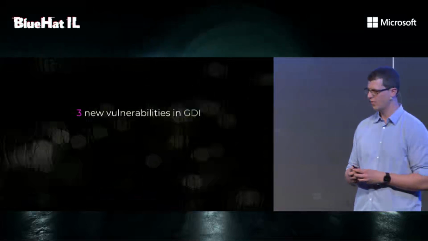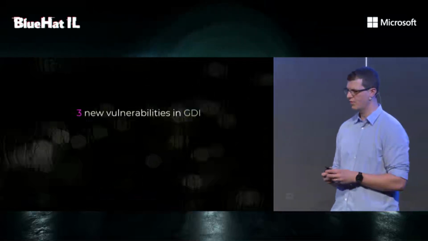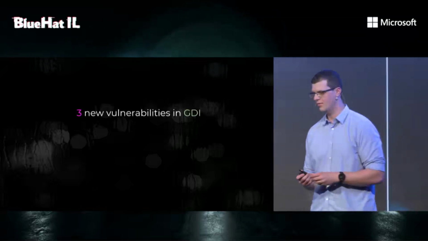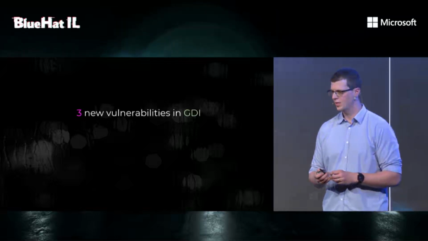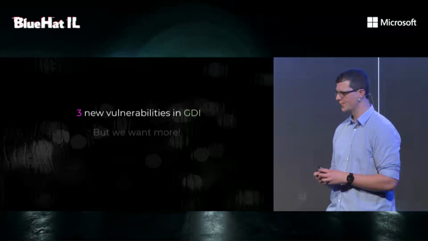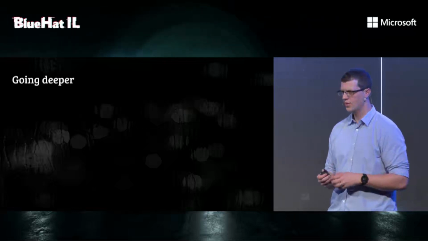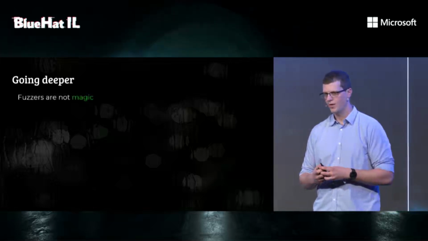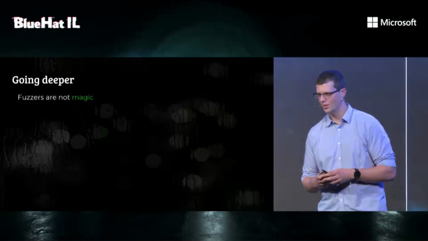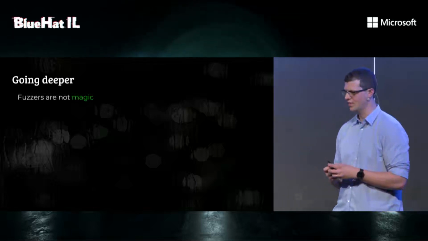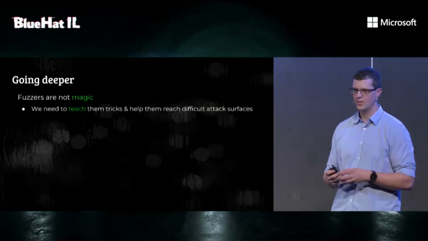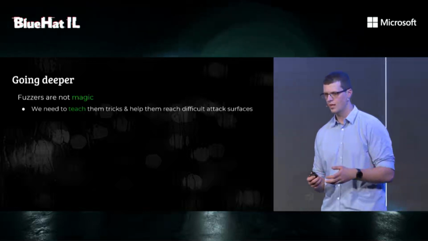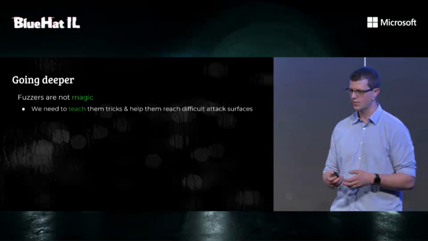So we let the fuzzer run for the day, and we got 3 new vulnerabilities within a day, and we let it run for the week, and it didn't find anything new. And we said, well, we want more. So at this point, we had to go a bit deeper. And I have to tell you something that not many people say. Fuzzers are not magic. What it means is that researchers have to help fuzzers, teach them tricks and help them reach hard-to-reach attack surfaces.